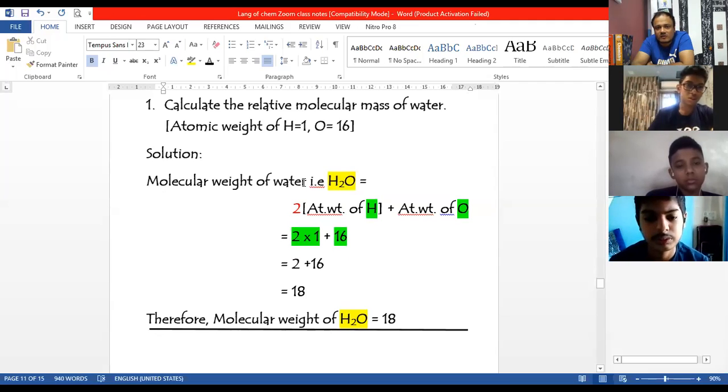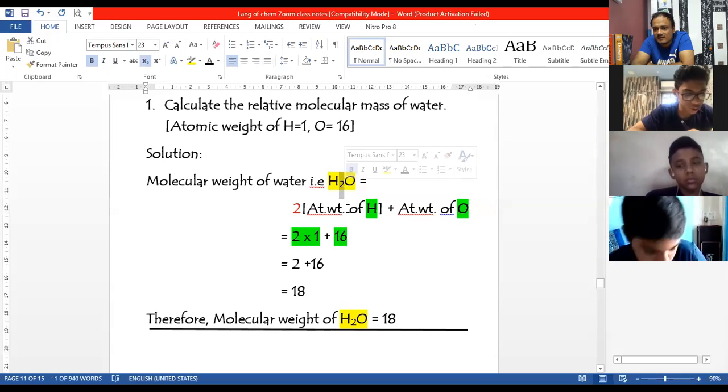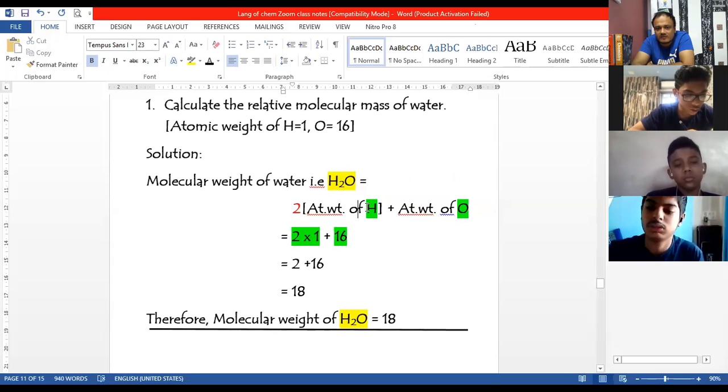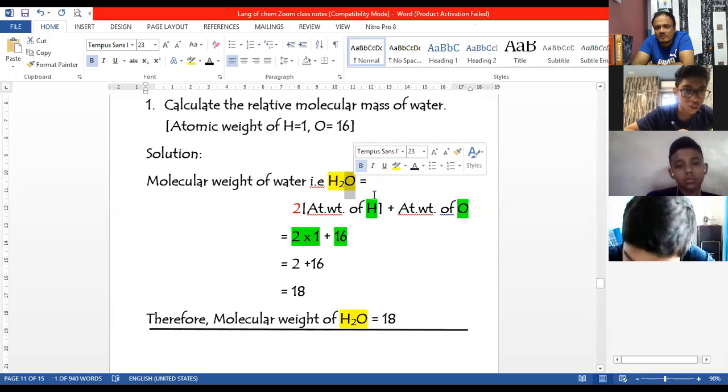So the molecular weight of water, that is H2O, equals 2 into the atomic weight of hydrogen. Why are we taking 2 into the atomic weight of hydrogen? Because we have 2 atoms of hydrogen, right? So 2 into the atomic weight of hydrogen plus the atomic weight of oxygen, because it's only one atom of oxygen.